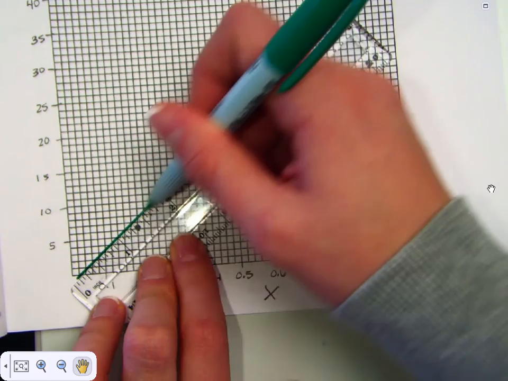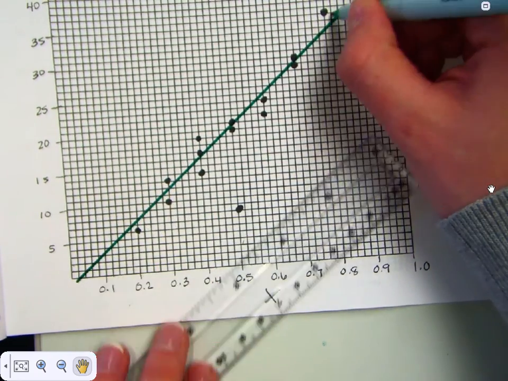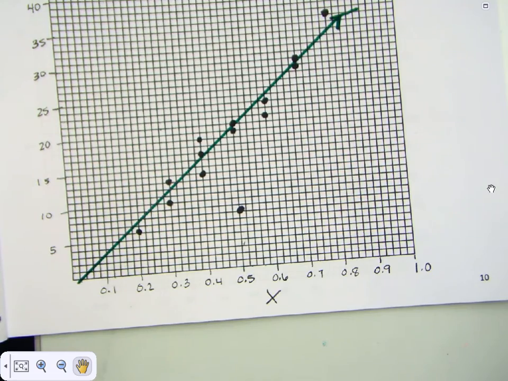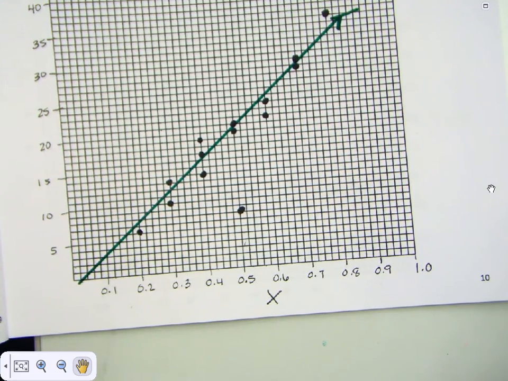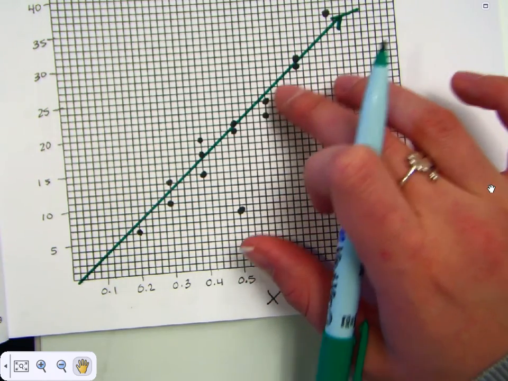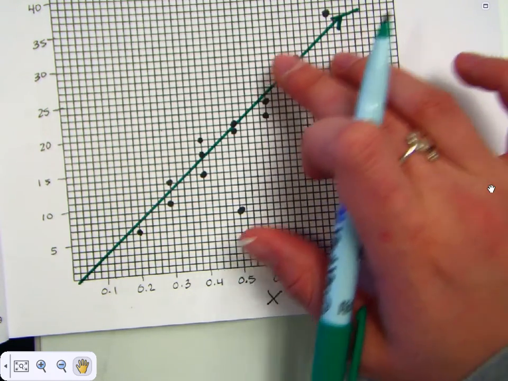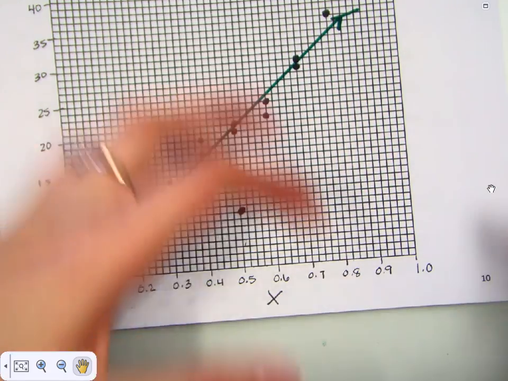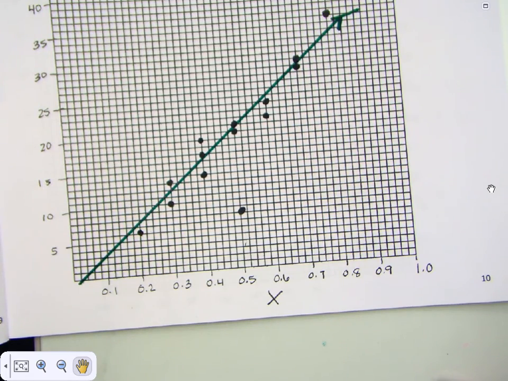That looks about right. As you notice, the line of best fit might be slightly different depending on where you draw it. Like this, I have 1, 2, 3, 4, 5, 6, 7 points below and 1, 2, 3, 4, 5 points above. You want to have about the same amount of points below and above your line of best fit, so that's going to differ.